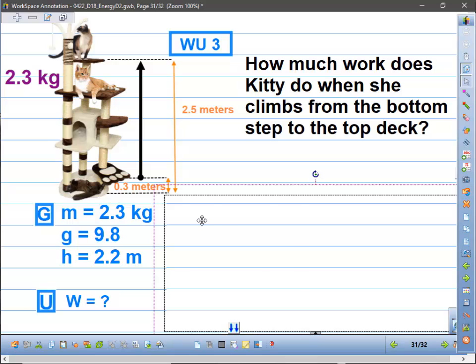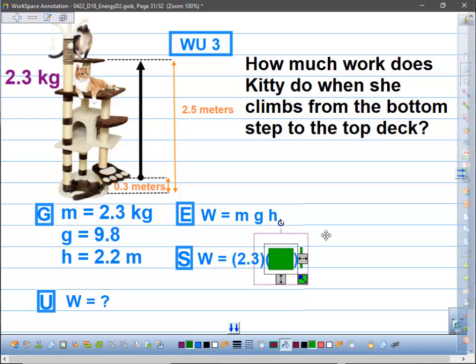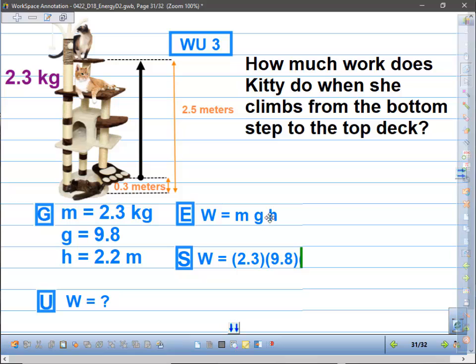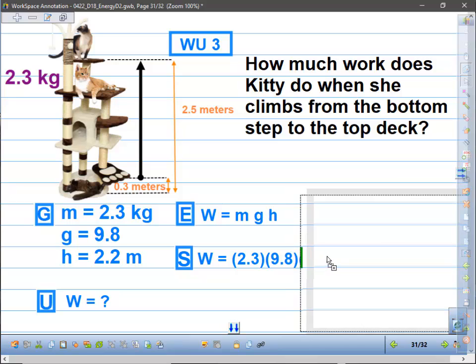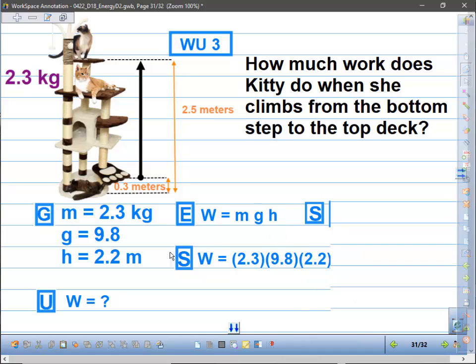Then you got equation, mgh. Force times distance. What goes here? This first green box. 2.3 is the mass. What goes here? Second green box. 9.8 is the little g. And then finally, there's actually a green box right here. What goes right here? It is 2.2 because that's the height, 2.2 meters.